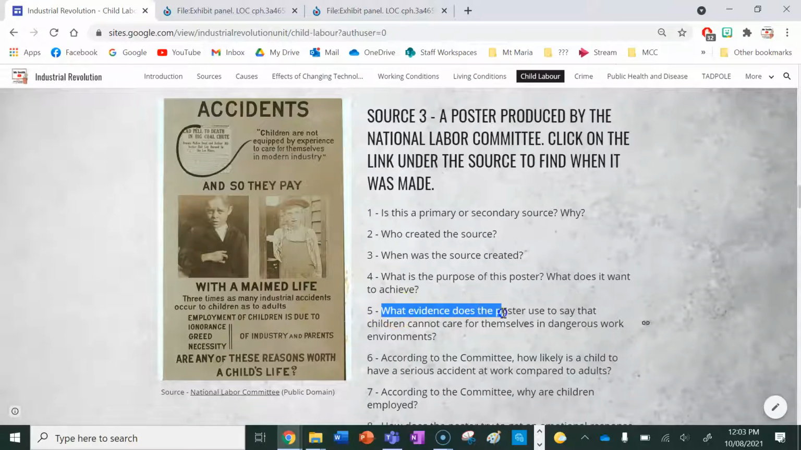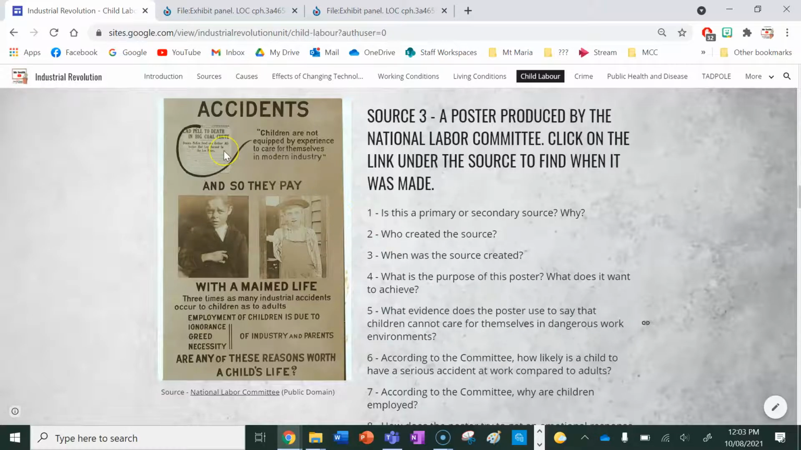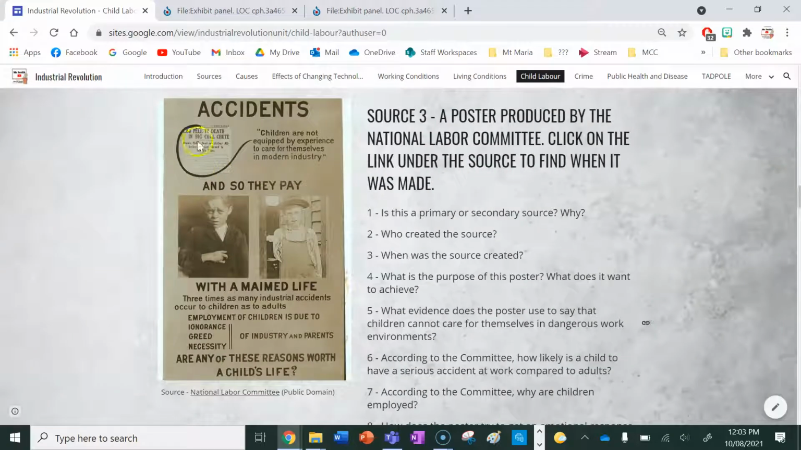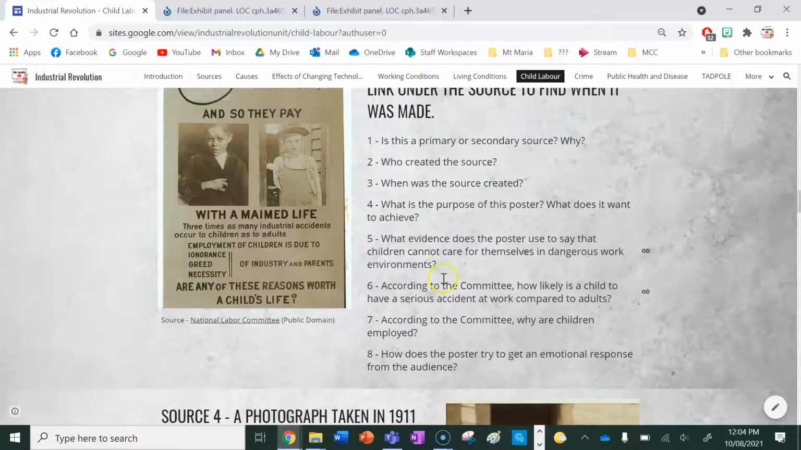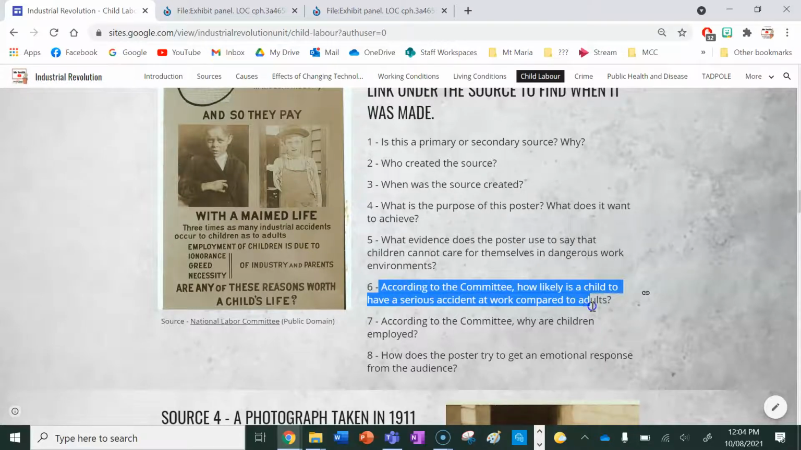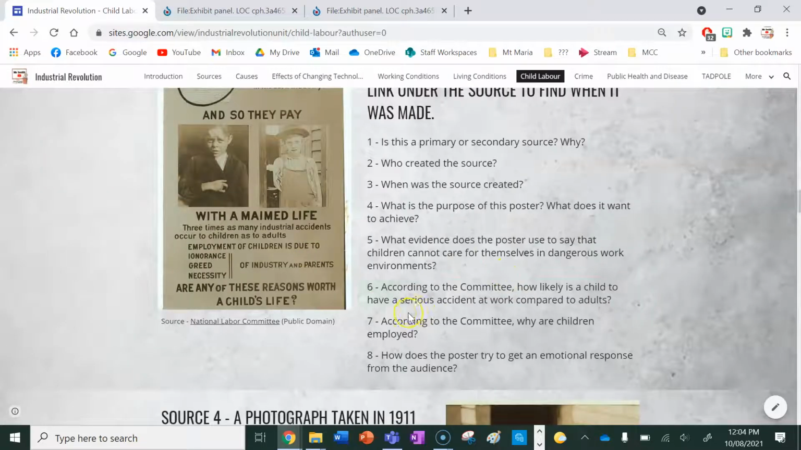Number 5, what evidence does the poster use to say that children cannot care for themselves in dangerous work environments? Well, it's referencing this story here, this news article about a boy falling to death down a coal chute in a coal mine. According to the committee, how likely is a child to have a serious accident at work compared to adults? So we've got that here, 3 times as many industry accidents occur to children as to adults.